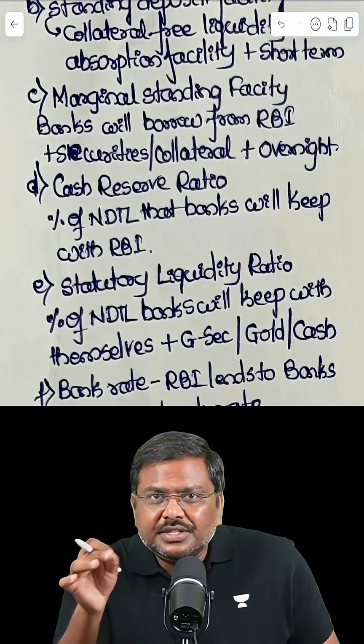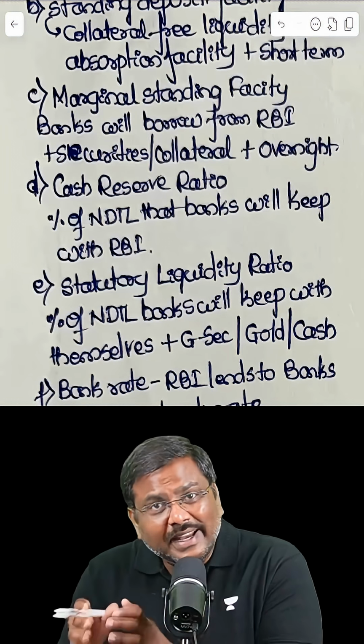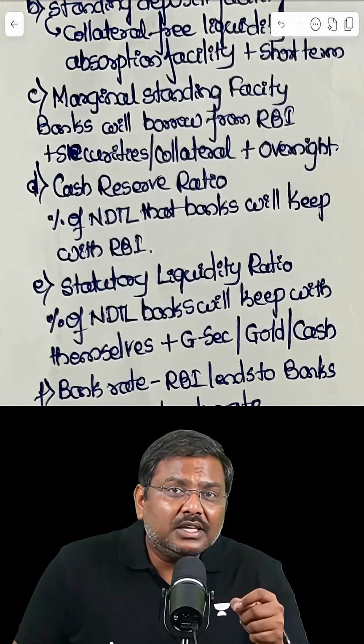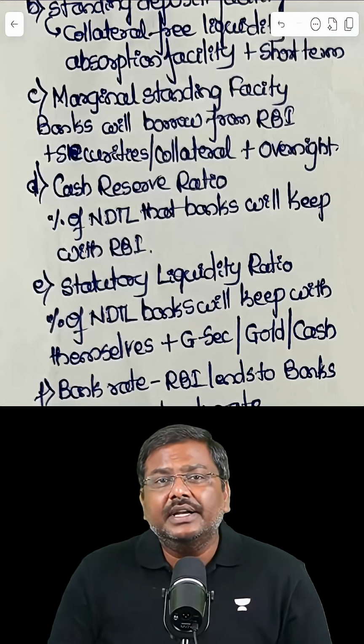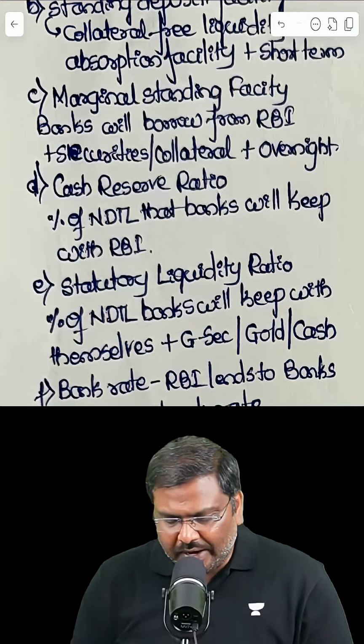Next one, cash reserve ratio. Percentage of NDTL, net demand and time liabilities, that the banks will have to deposit with Reserve Bank of India, generally fixed in the range of 3 to 15%. On this, RBI does not pay any rate of interest.